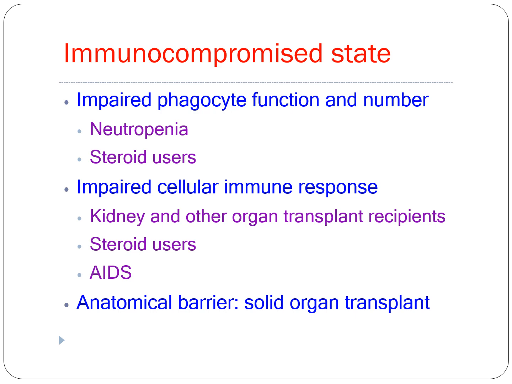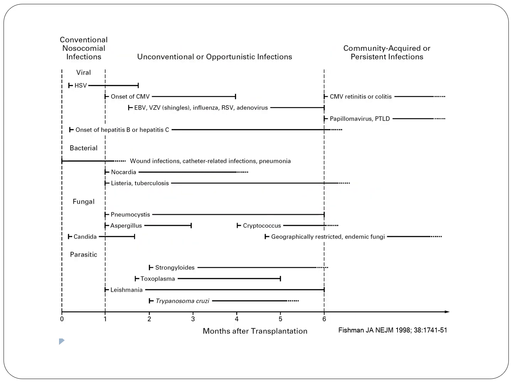We see nosocomial infections as opportunistic infections and community acquired infections in immunosuppressed patients. The nosocomial infections include viral infections like HSV, hepatitis B or C, then bacterial infections, fungal infections like Candida infection, and parasitic infections. While the opportunistic infections include cytomegalovirus, Epstein-Barr virus, varicella zoster virus, RSV and others. There is a list of infections because of nosocomial state, opportunistic, or community acquired in immunocompromised patients.